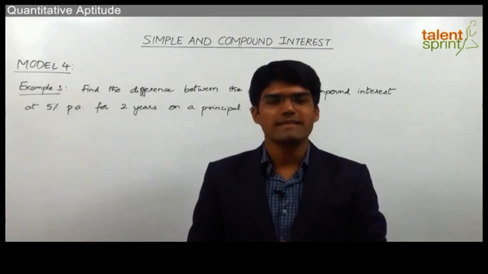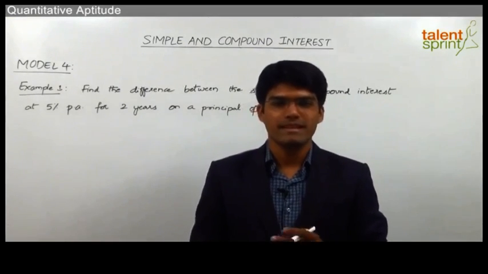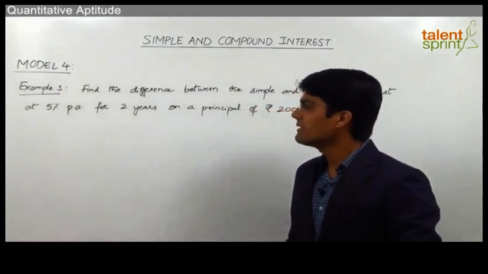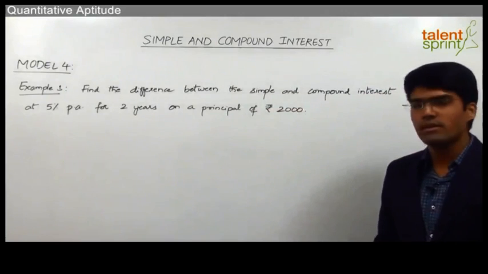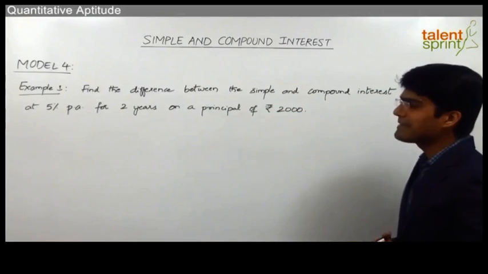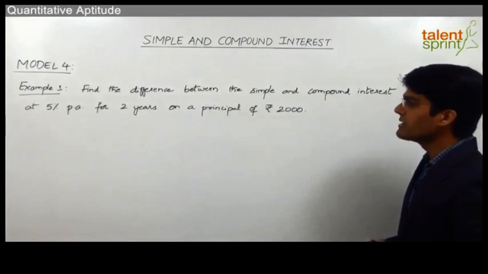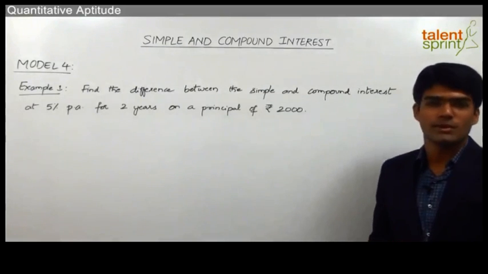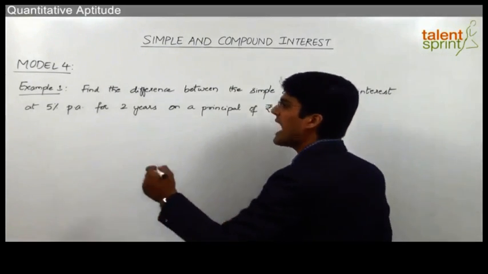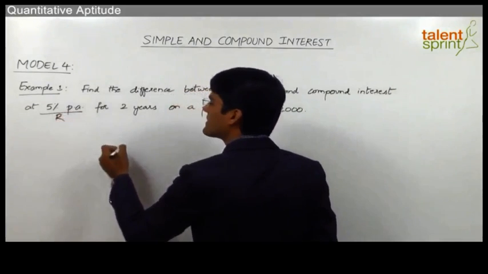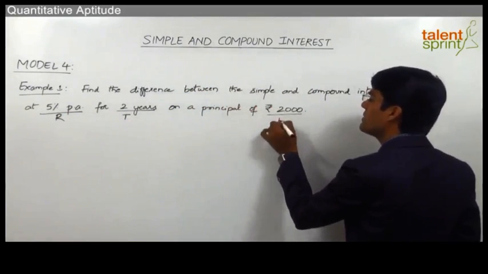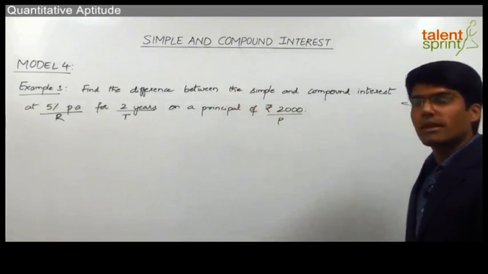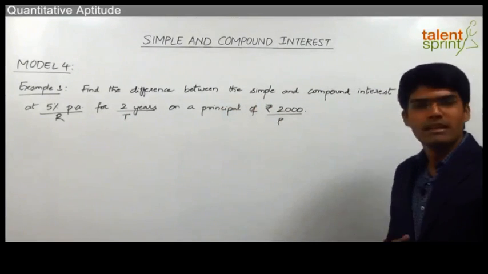Let us now take an example based on the concept of difference that we have just learned. The question here is, find the difference between simple interest and compound interest at 5% per annum for 2 years on a principal of rupees 2,000. So very clearly we know that the rate of interest is 5% per annum, time period is 2 years, and the principal amount is rupees 2,000, and we are supposed to find out the difference between the simple interest and the compound interest.